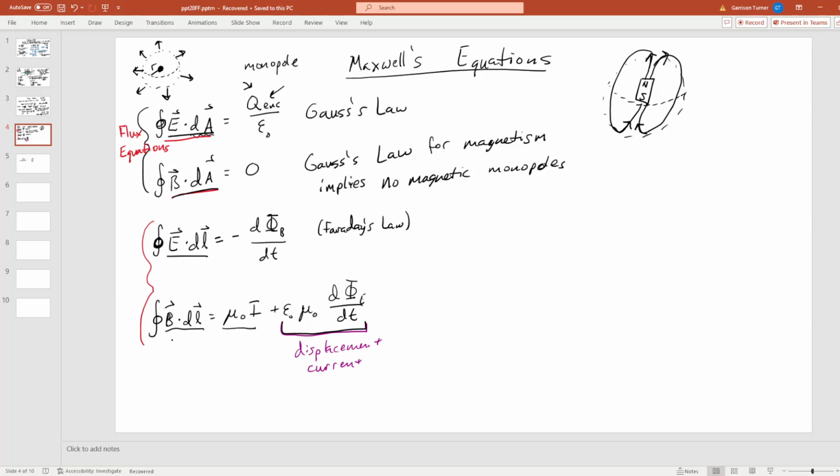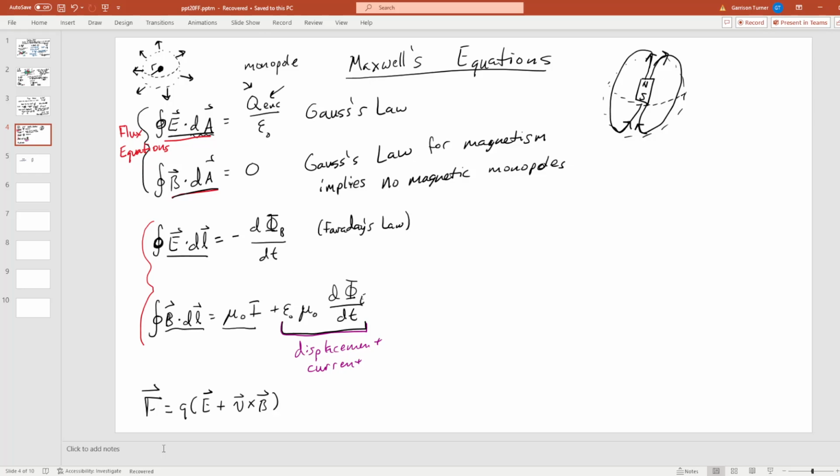Okay, so you have flux and you have line integral equations. Now, here's a couple of interesting things. Number one, these four equations, coupled with the Lorentz force law, okay. So Maxwell's equations are the first four. The bottom one is the Lorentz force law.